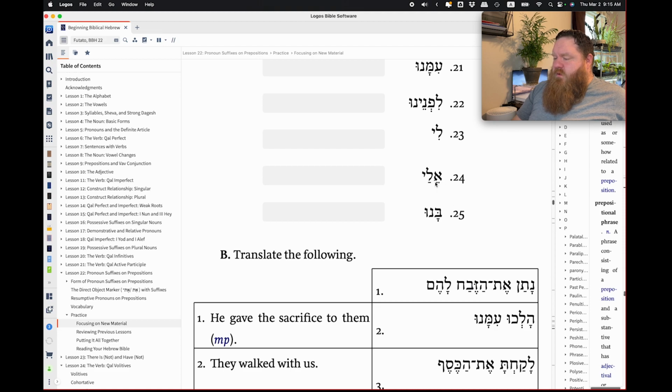All right, number 24, eli. We've got the 1CS suffix, so this would be to me or for me, or maybe not to me, or toward me or into me, something like that. Banu, this is going to be 1CP, so this would be at us, with us, maybe even among us would be a possibility there.